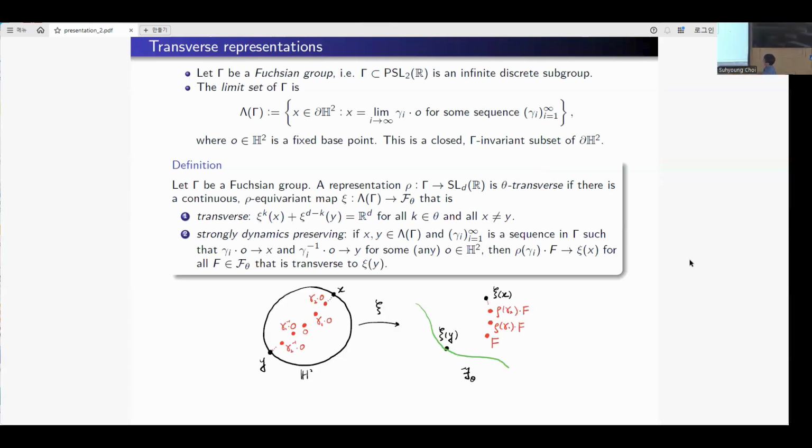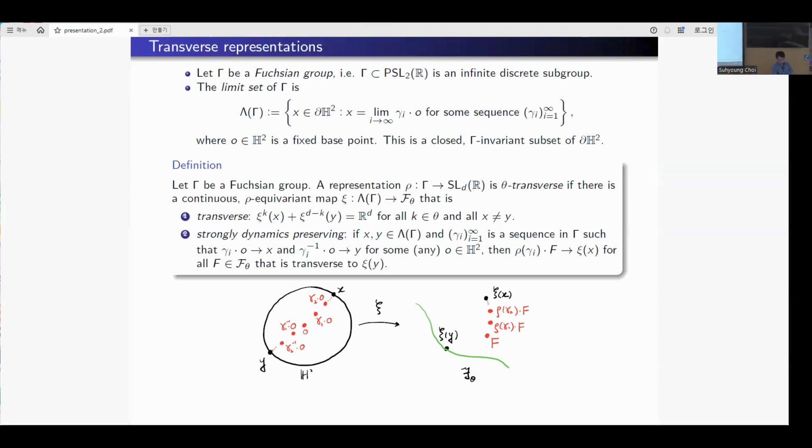What it says is that if you start with any pair of points x, y in the limit set of gamma, and in the picture, you should look at the left picture, I have x and y in the boundary, which you should think of as inside the limit set of my function group. In this picture I draw x and y to be distinct, but they don't have to be. I also have a sequence gamma i in gamma with the property that gamma i translates the base point O to x, and gamma i inverse translates the base point O to y.